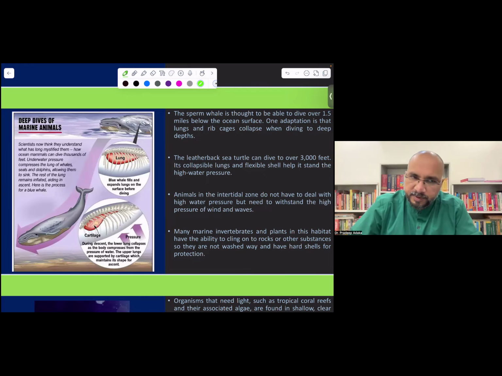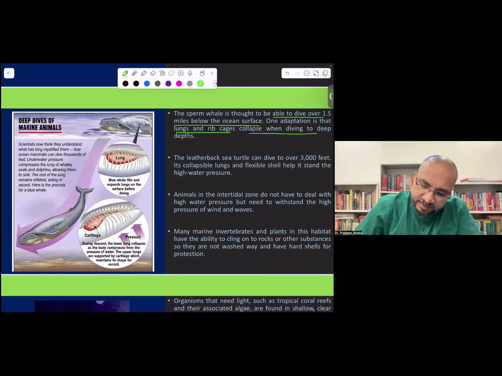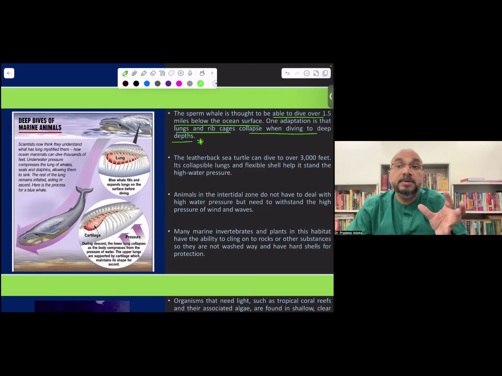For example, in the case of the sperm whale, it is able to dive over 1.5 miles below the ocean surface. So it can go up to a depth of 1.5 miles. One adaptation to handle this kind of pressure is that the lungs and rib cage collapse while diving to deeper depths. Because of the pressure, it has a collapsible rib cage and lungs. So it can collapse the lower part of the lung.